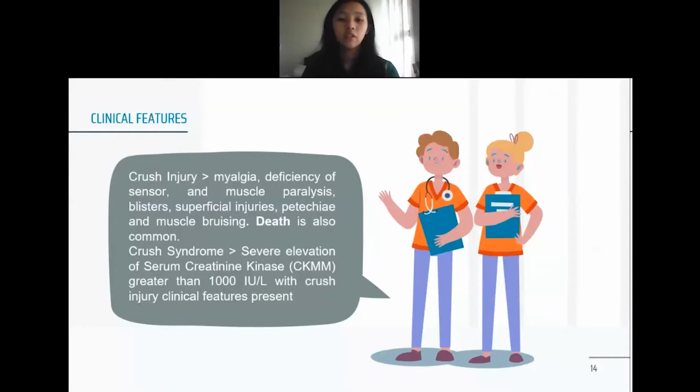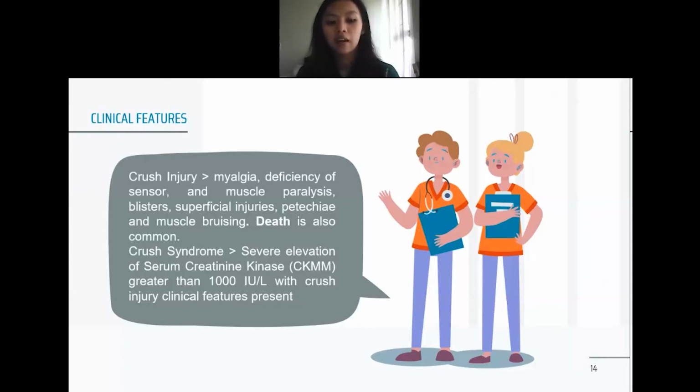The clinical features of patients with crush injury and crush syndrome include signs such as myalgia, deficiency of sensation, and muscle paralysis. There are also some signs that are common to be seen in patients with crush injury, such as blisters, superficial injuries, pulselessness, and muscle bruising. And in the rescue process, it is also common to come across a patient who experiences shock or even death.